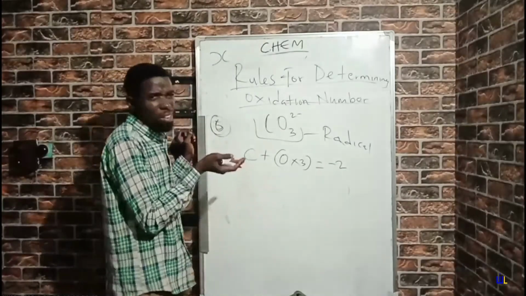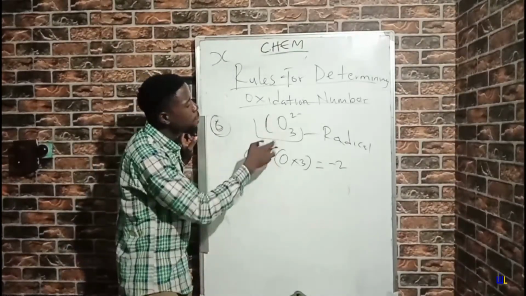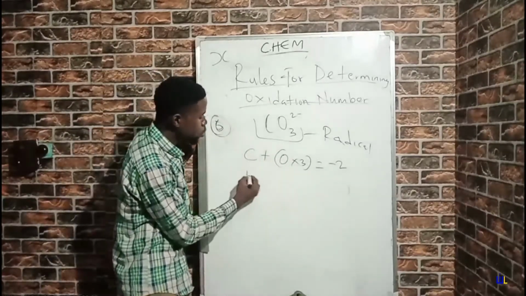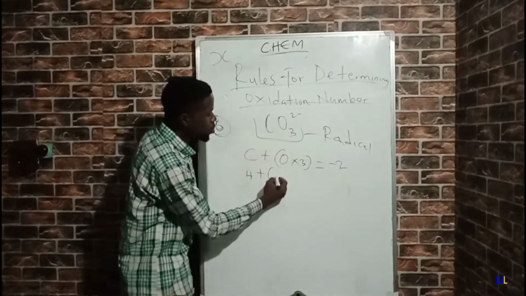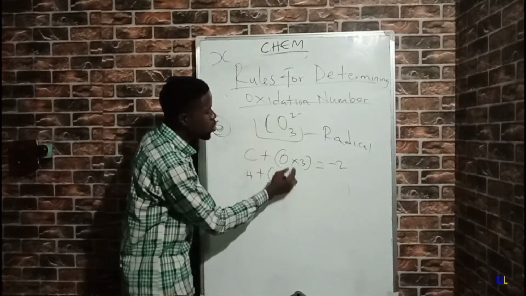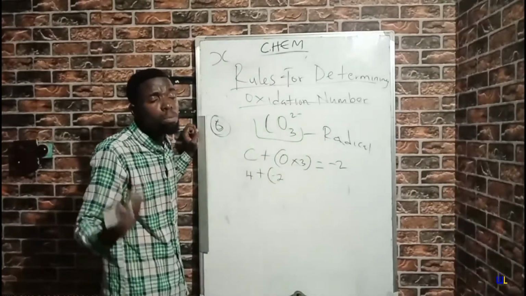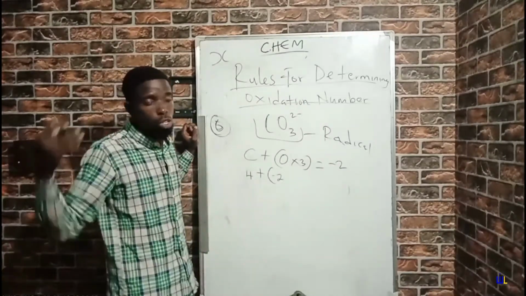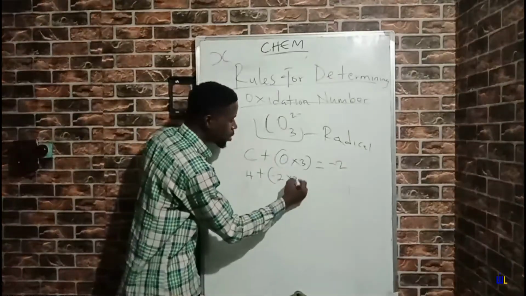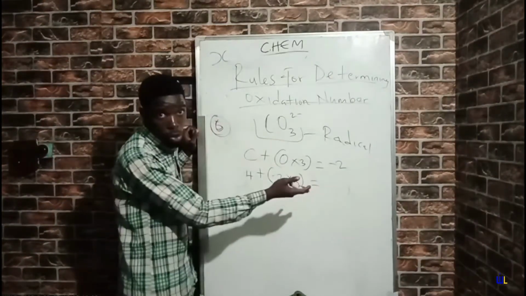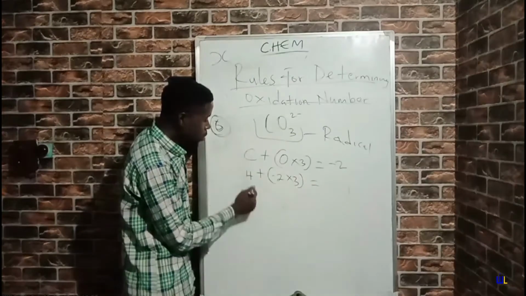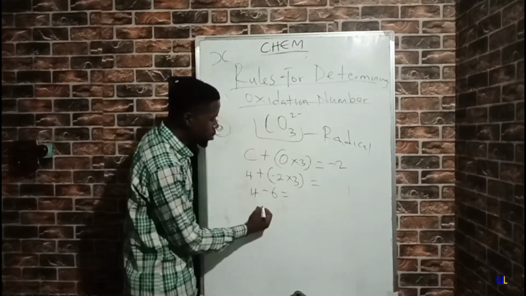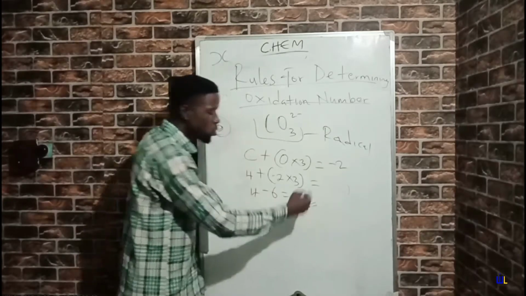Now, let's see if this is going to work. This is trioxocarbonate 4 ion, meaning that carbon has the oxidation number of 4. Oxygen has the oxidation number of minus 2, which we know because oxygen is always minus 2 when it is found in a compound, except when it's found in a peroxide, where it becomes minus 1. So minus 2 times 3 equals what? Let's see if it's going to give us minus 2. So 4 over here. Minus 2 times 3 is going to give us minus 6. And 4 minus 6 is obviously going to be minus 2. So the rule is proven.